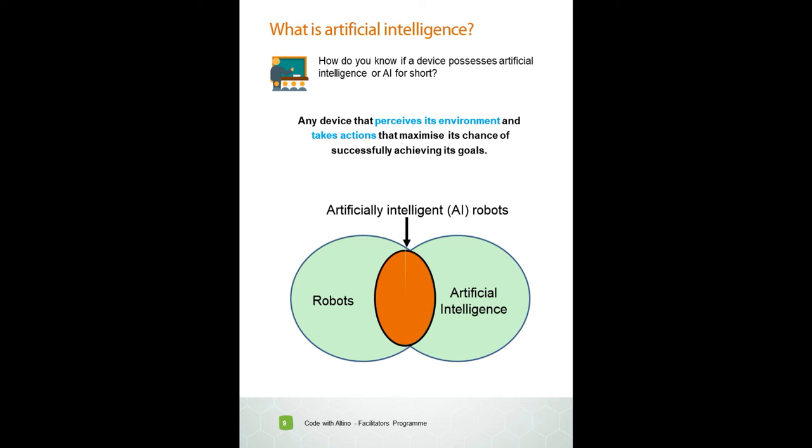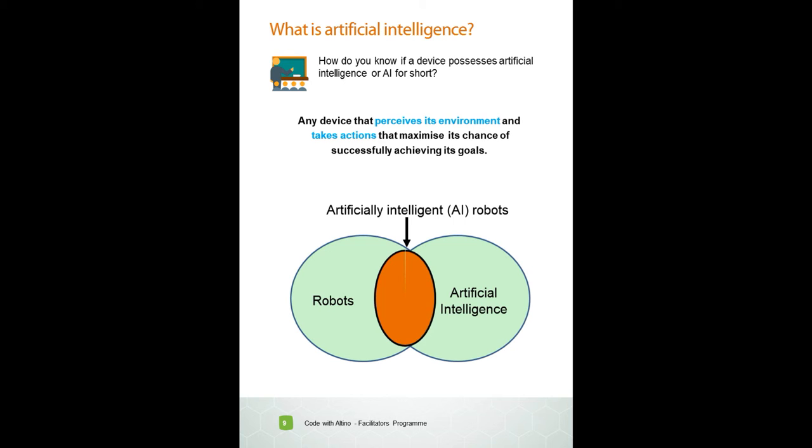So for example, the robot that we were talking about to go into tanks is perceiving its environment with sensors, and the idea is to find the mess and clean it up, in non-technical terms. So that would be defined as an artificially intelligent robot.